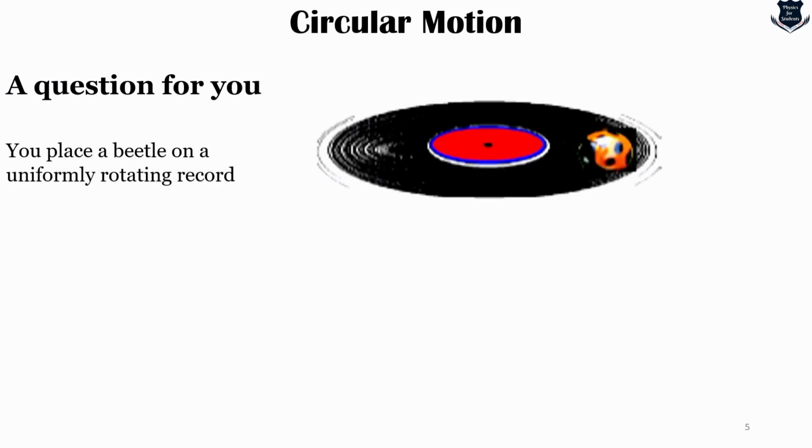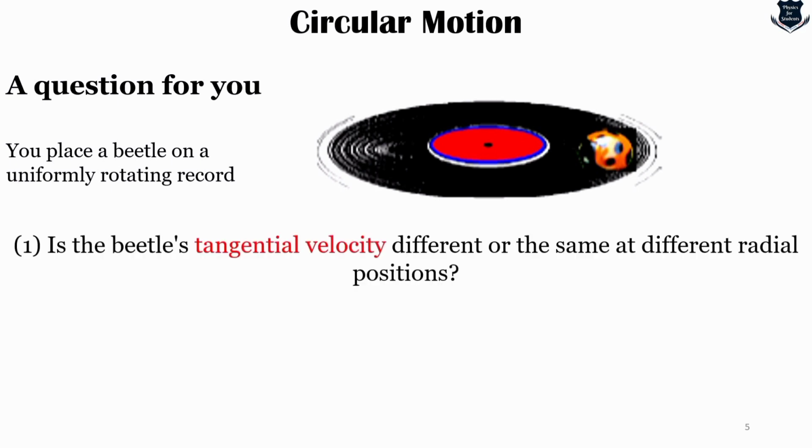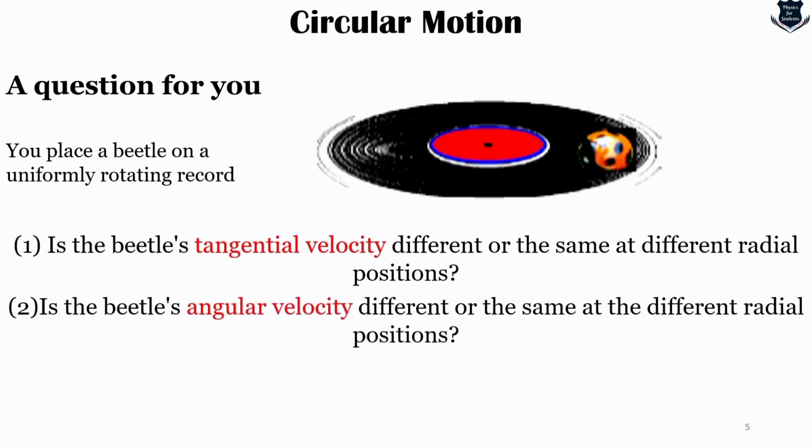Okay, here is a small food for thought, a question for you. If you want, you can check your analytical skills, or you can leave your answer in the comment box. I will wait for your answer. Suppose a beetle, a bug or an insect, is placed on a record or a turntable which is moving uniformly. The first question is: is the beetle's tangential velocity different or the same at the different radial positions? Second, is the beetle's angular velocity different or the same at the different radial positions?